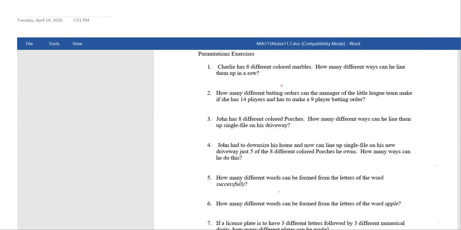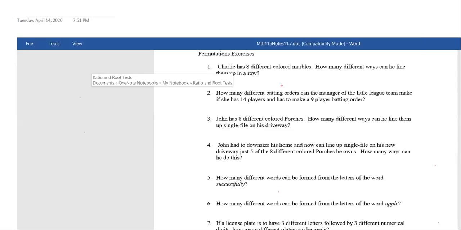Hey guys, we're gonna work through a couple problems here. This is something you would do after you had studied what was in 11.7. Come into this handout here, it's just a few more problems. So we're gonna take a look.